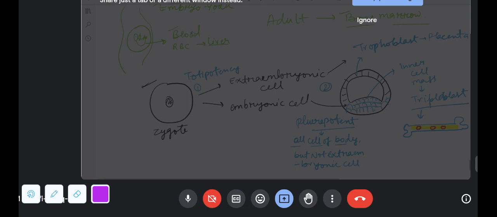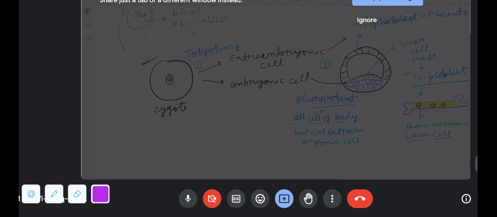Once you get the triploblast, after this triploblast you get the bone marrow. Whatever stem cells are in this, these stem cells will give rise. All are called stem cells: zygote, inner cell mass, blastomeres. Stem cells retain dividing capacity, always dividing. The stem cell present in the bone marrow is called the bone marrow stem cell, or hematopoietic cell.